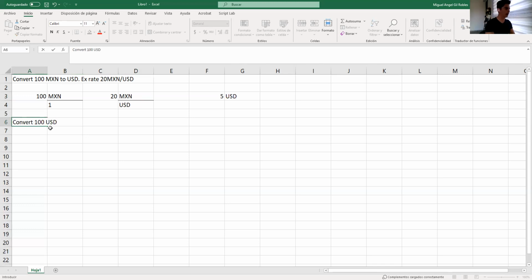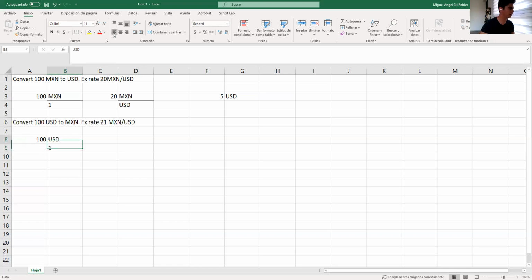Now it will be $100 to pesos, and the exchange rate is 21 pesos per dollar. So now I will write it again. I always like to go step by step. It doesn't matter if it takes more time, because it helps me to find if I'm making a mistake. So I have $100. Now it's different. I used to have pesos, now dollars.